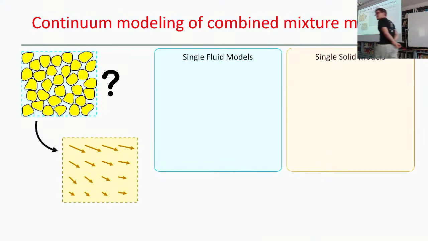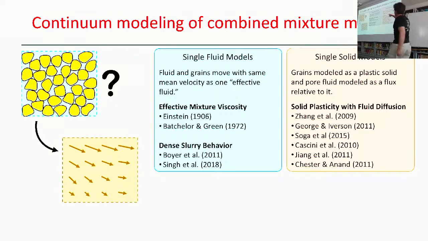So let's suppose I have granular media submerged in a fluid, and I want to model this as a continuum. You might ask, what are the options available to me? The first set of options are what I call the single fluid or single solid models. In a single fluid model, the fluid and grains are believed to move with the same velocity, and they move as one effective fluid.